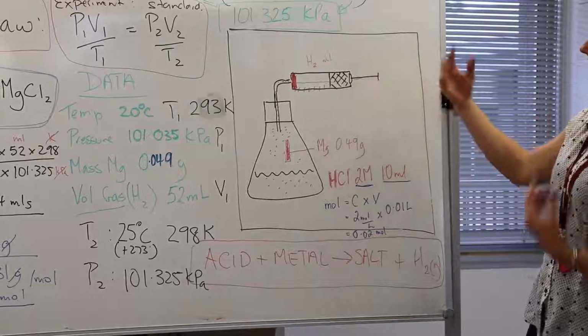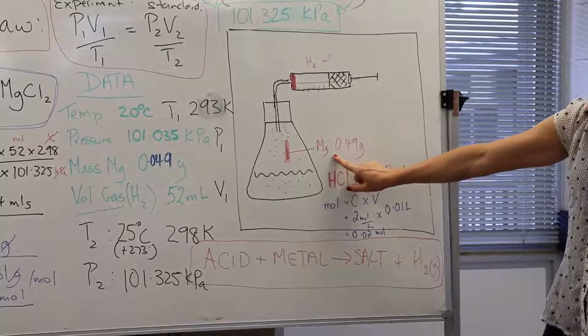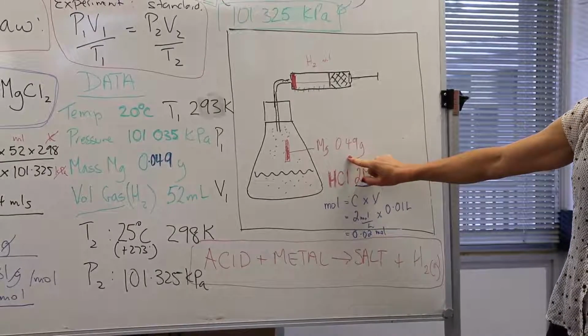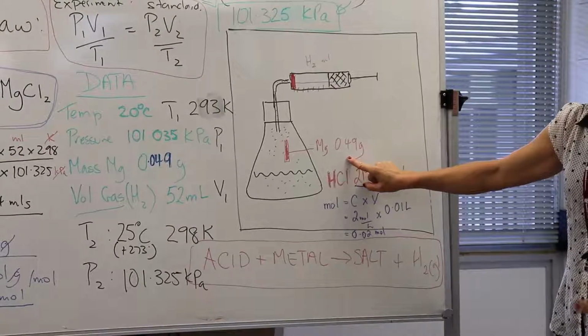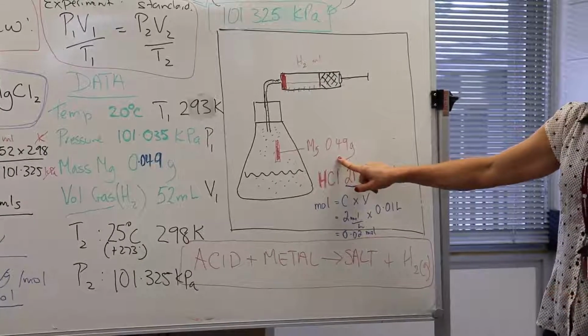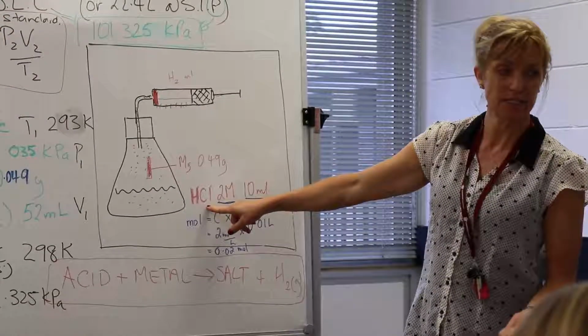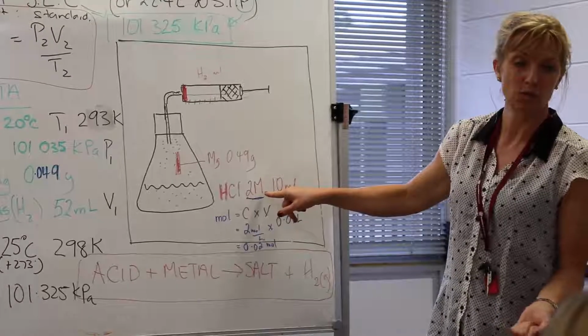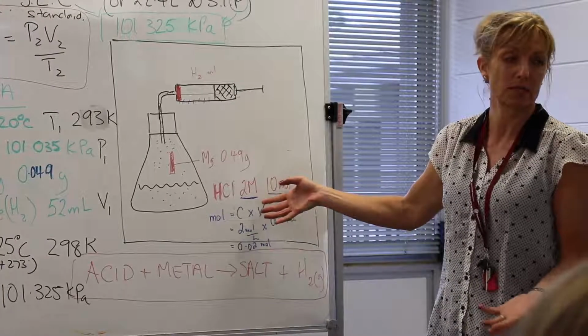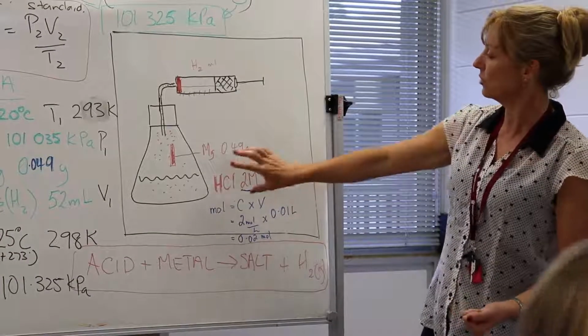But you could say things like the mass of the magnesium perhaps wasn't weighed to enough decimal points, that might have been restricted by the calibration of the scales themselves. You could talk about the fact that the hydrochloric acid may not have been exactly 2 molar. The concentration might have been slightly different than that. So those are two main things.